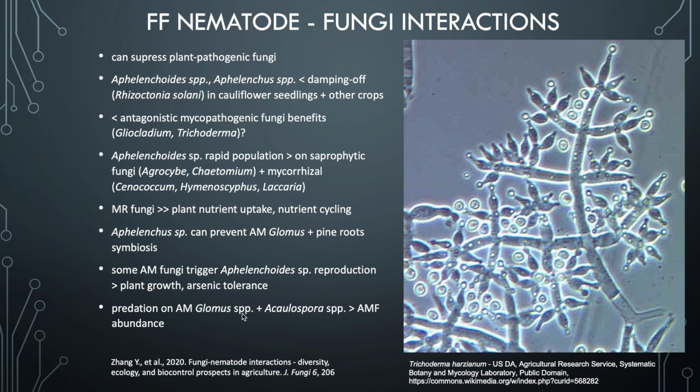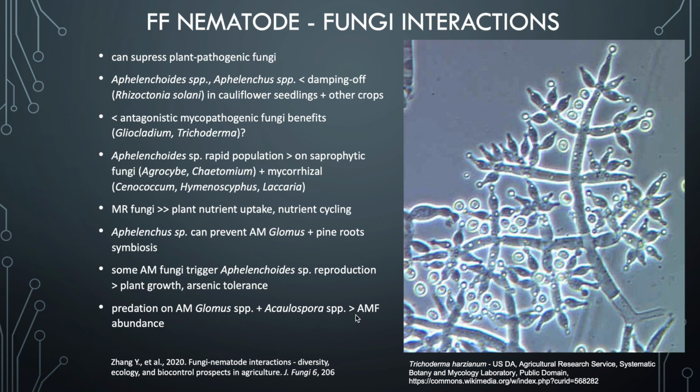Predation on arbuscular mycorrhizal Glomus species, as well as Acaulospora species, actually increases arbuscular mycorrhizal fungal abundance. And this is to do with when there is grazing pressure, the fungi proliferate because they want to regenerate the damage. Also, nutrients become available as the nematode feeds on these fungal species, releasing the excess nutrients and actually supporting further growth of the arbuscular mycorrhizal fungi.